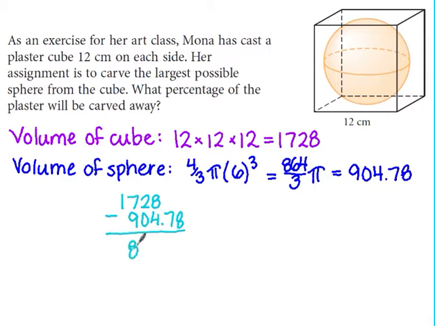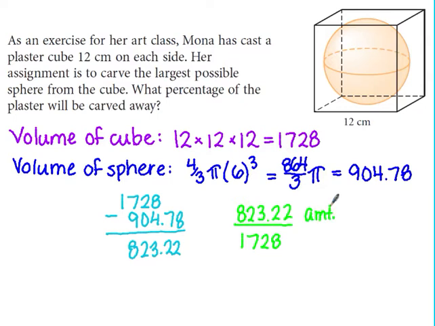823. That is how much is gone. That is how much plaster has disappeared. Now notice what they say, what percentage of the plaster will be carved away. So to find a percentage, I'm going to take the amount I carve away divided by the total amount.